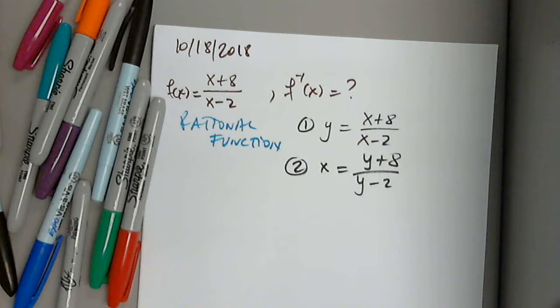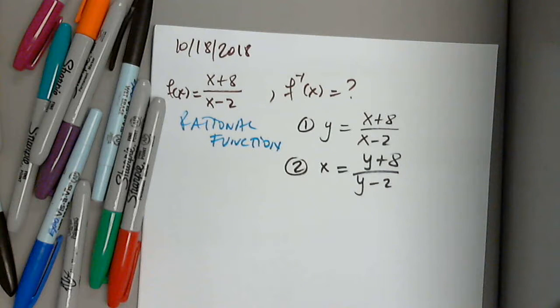Why am I allowed to? I never do that, right? But why am I allowed in this case to interchange x with y? Because there's only one. Because the y value for f of x becomes the x value for the inverse, f inverse. That's the reason why I'm allowed to do this.